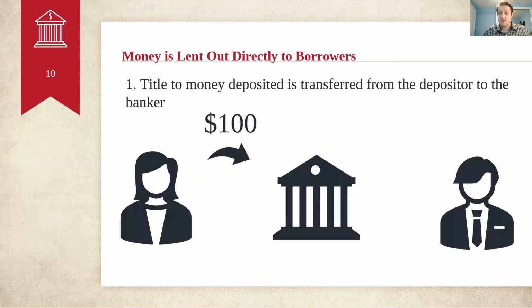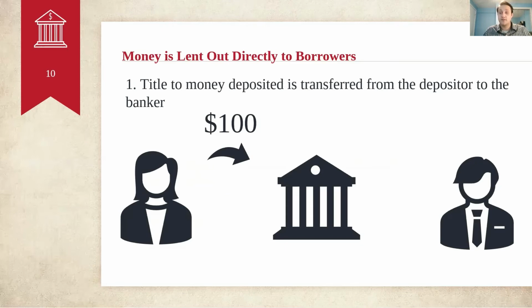The second way in which double title to property could occur is if money held by banks is lent out directly to borrowers. Again, it appears that title to money deposited belongs to two people at the same time, but instead of the depositor and the banker each having title, it is the depositor and the borrower who appear to have conflicting rights. Once again, when bank deposits are conceptualized as call loans, no such double title to property arises.